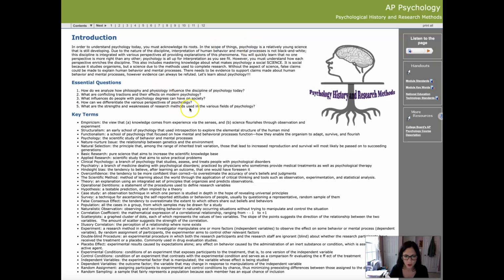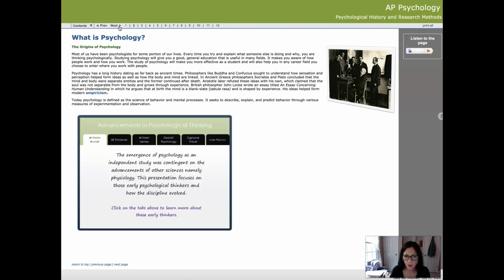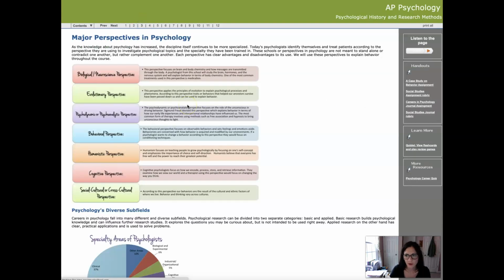You're going to be in your module for psychology, history, and research methods. You should work through each one of these pages as you want to begin this study. So when you're going through the course, you're going through each page, making sure you complete the content. Some of the information that you'll use for this assignment will be here. You're going to be using early thinkers and different perspectives.